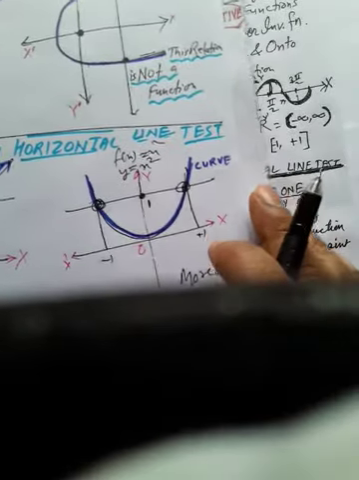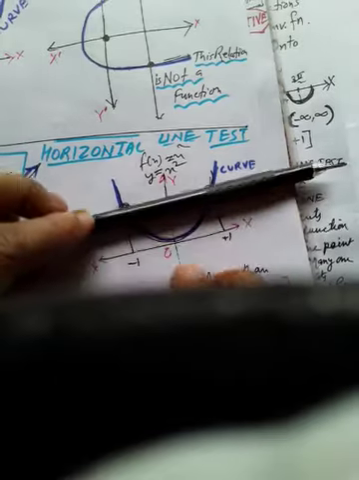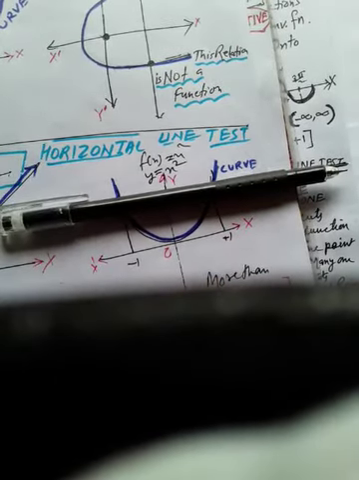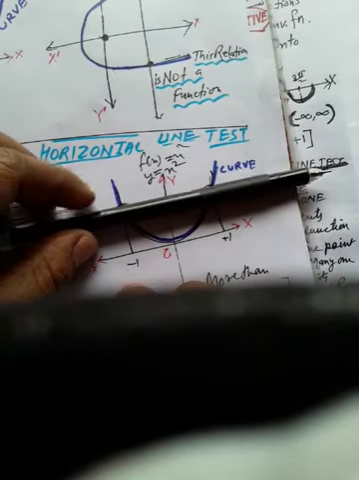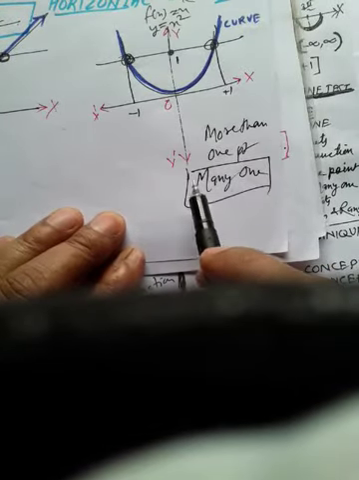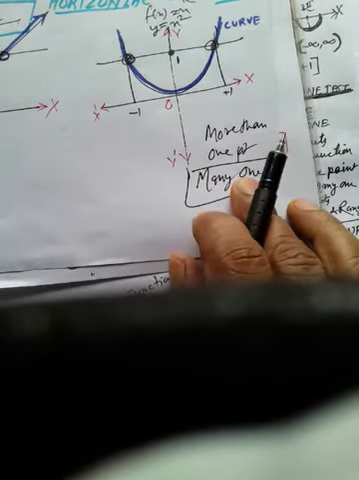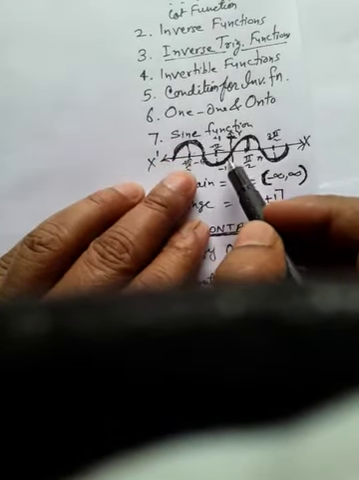Now see, in the second case, if this is the graph and you take a horizontal line, it is intersecting this blue color graph at 2 points, more than 1 point, very clear to you. So it is not one-one, it is a many-one function. Now let us use this concept and see the sine function.